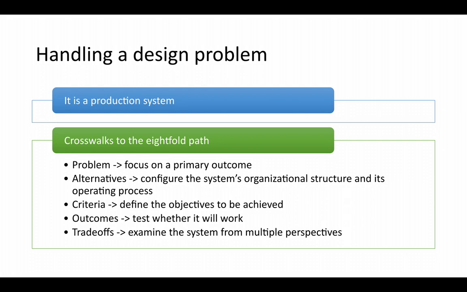So the eightfold path is an iterative process, and you don't necessarily need to follow these steps in strict order. For a problem you may focus on a primary outcome. When you consider the alternatives, you configure the system's organizational structure and its operating processes. When you consider criteria, you define the objectives to be achieved. When you project the outcomes, you test whether it will work or not. And when you confront trade-offs, you examine the system from multiple perspectives. So if there's a design problem in your policy analysis, then you need to handle it.